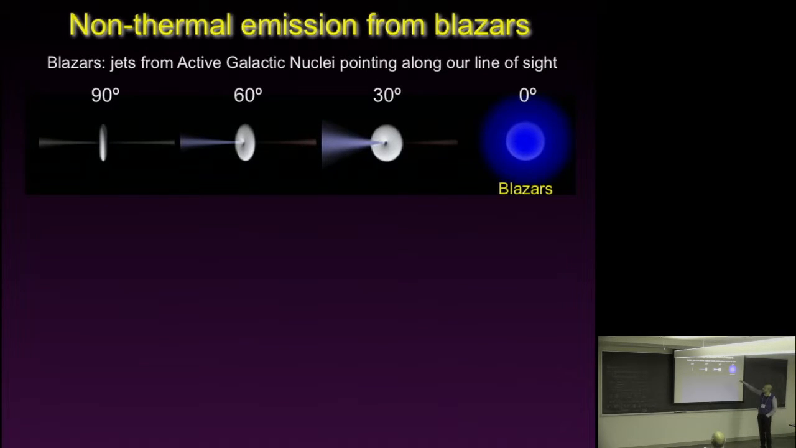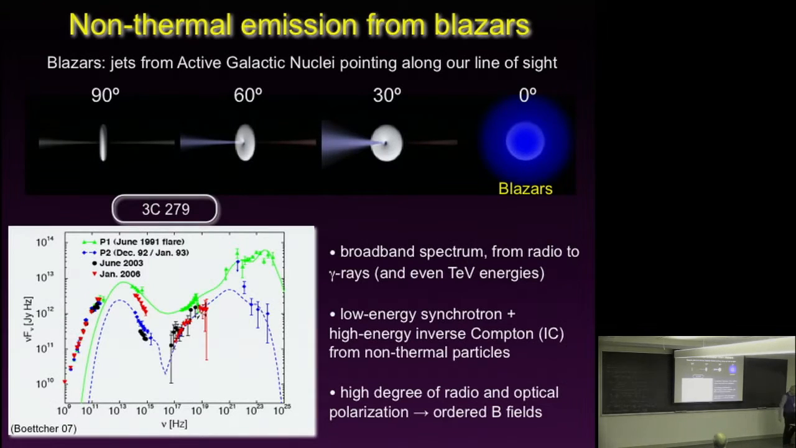They're relativistic jets from active galactic nuclei at the centers of galaxies, in the case that the jet is pointing right along our line of sight. So this is not a blazar, this would be a blazar, jet pointing right at us. And they are characterized by amazing spectral energy distribution, amazing light signature. You can see that the spectrum that we see extends over almost 20 orders of magnitude in frequency.